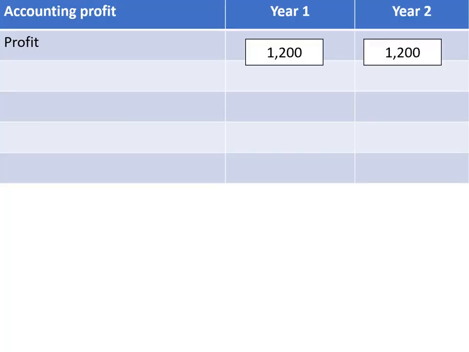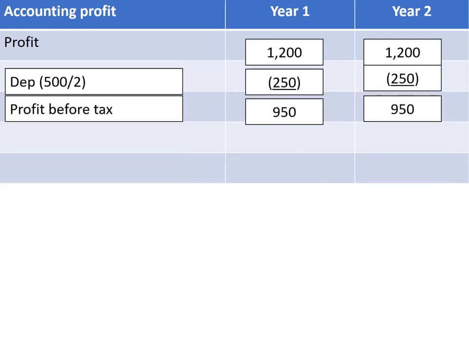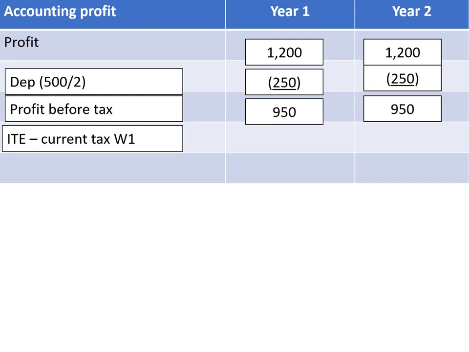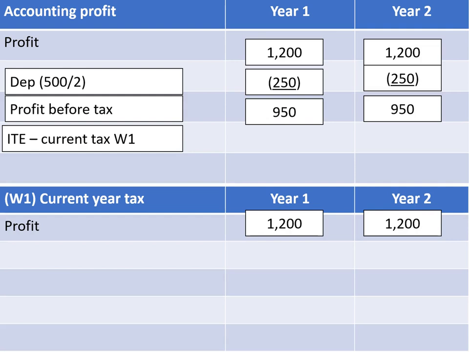Here's the solution. Now, year 1, I think this is without a deferred tax. Remember, as I said, depreciation is 250 each year. We've been told annual profit each year is 1,200. That means our profit before tax for both years is going to be 950. Now we need to work out what our tax expense is going to be. Our tax expense is here at the bottom.